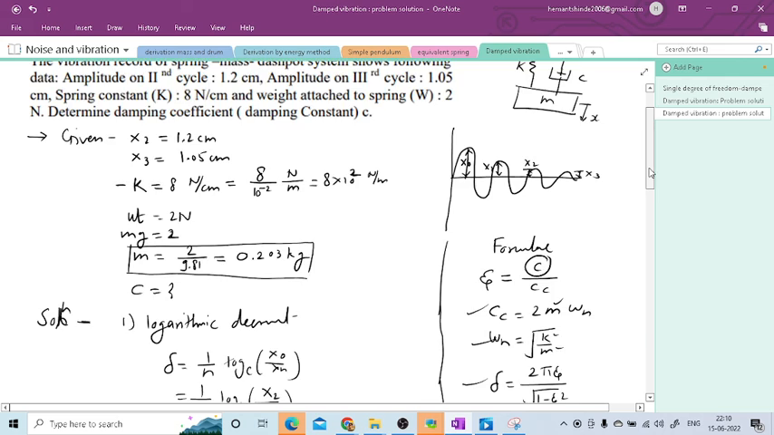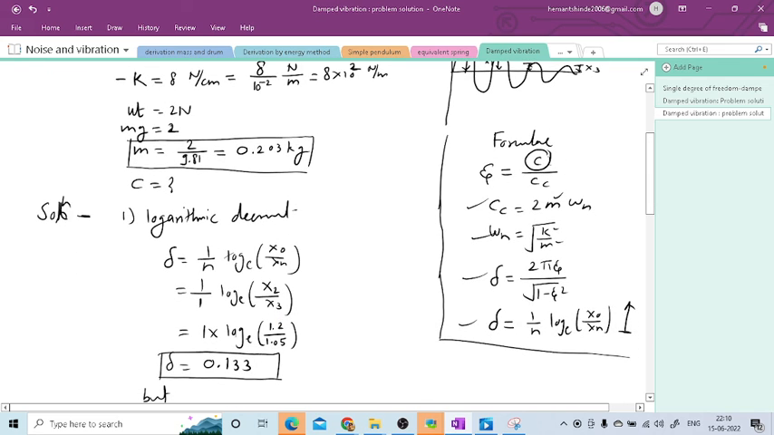Okay. And the formulas that we have used is, to determine the C, we have used the formula for zeta, that is C by Cc. So we will have to determine zeta and Cc. Cc you can determine by using formula 2m omega n, and for omega n they have given K and M. So by using root K by M we will get omega n. And to determine zeta we will require the logarithmic decrement, and they have given the value of x2 by x3. So by using that x2 by x3 we get delta, and from that delta we get zeta.